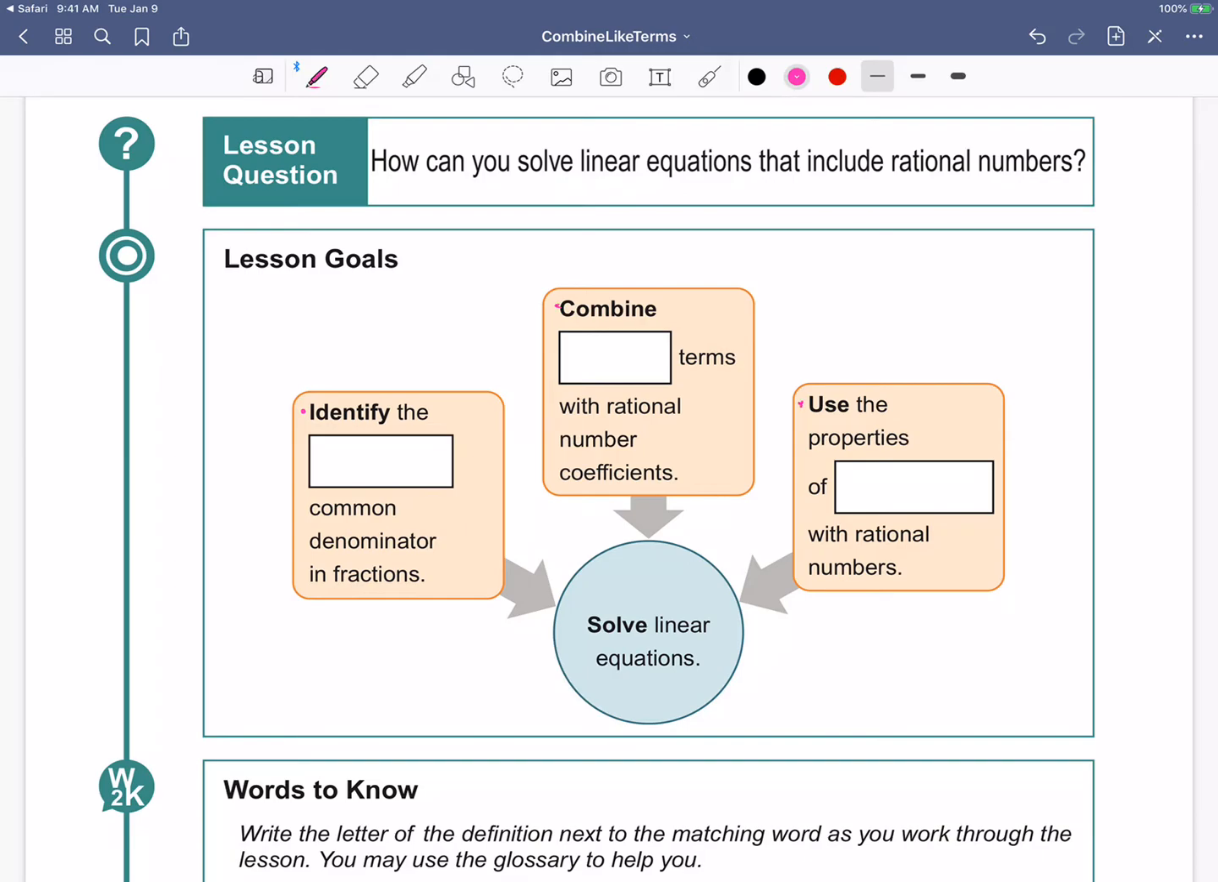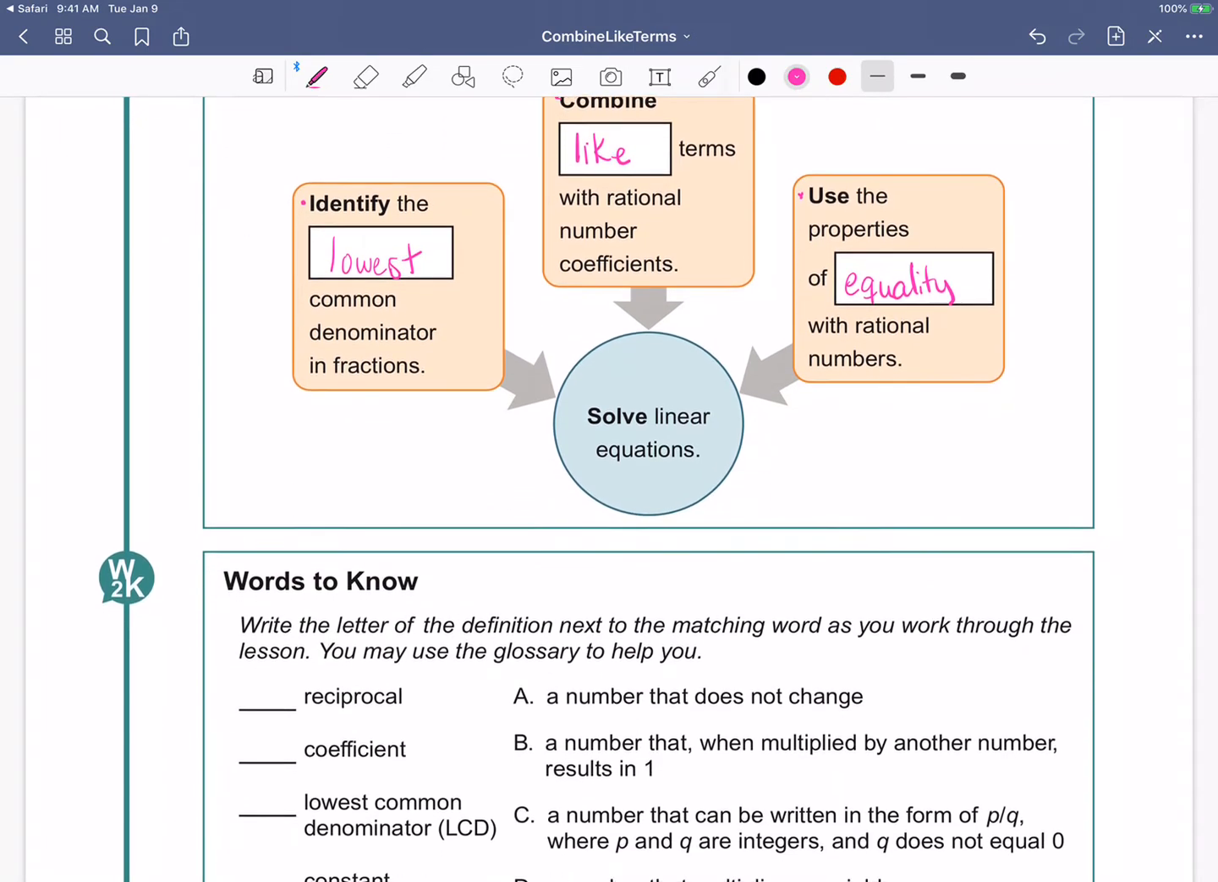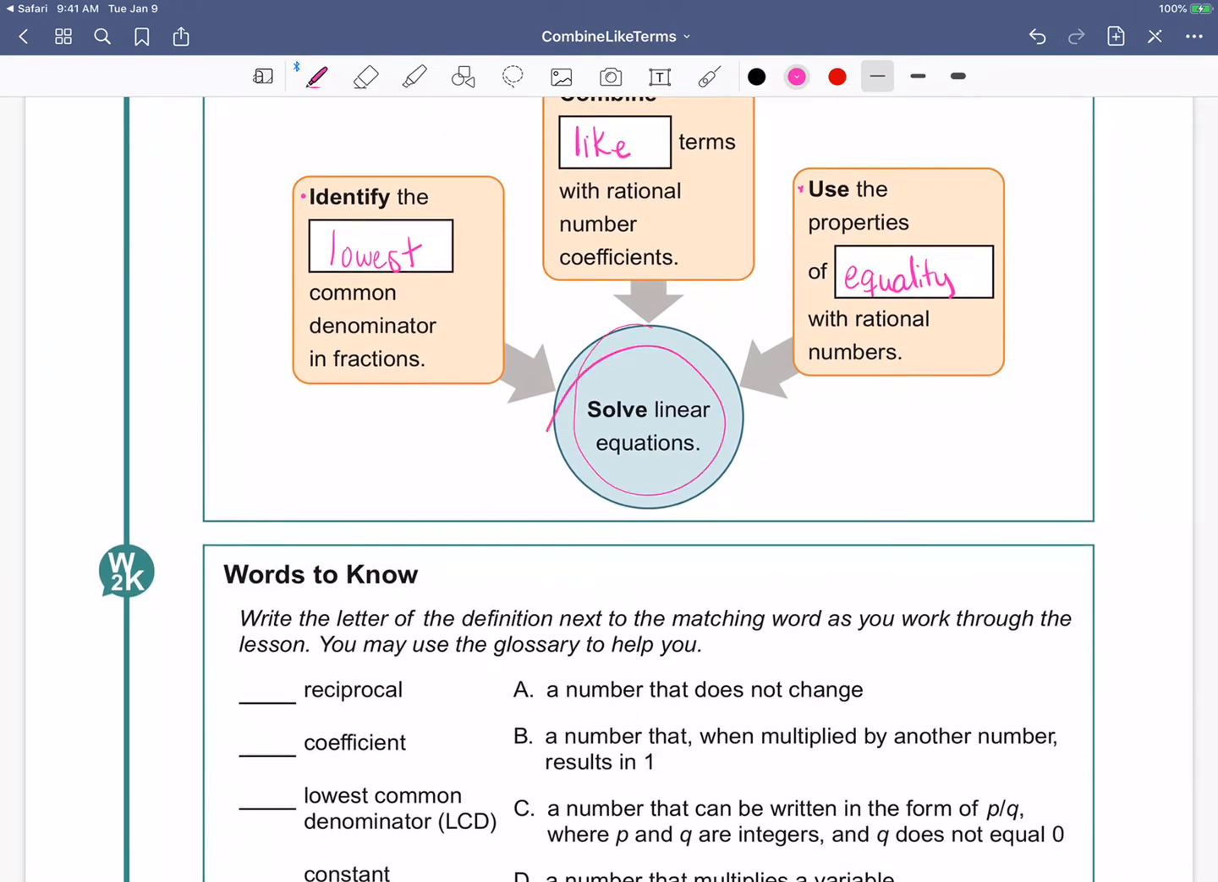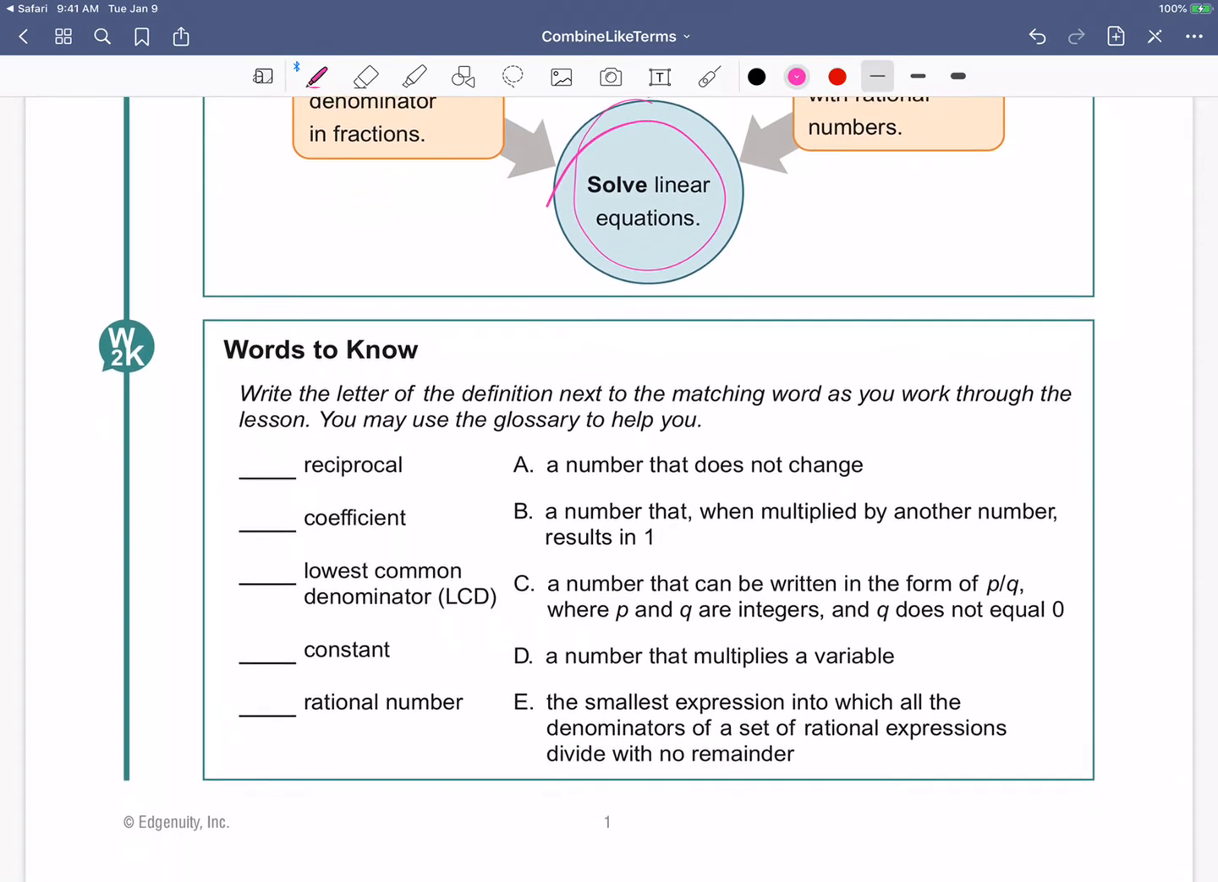The first one is identify the lowest common denominator in fractions. Combine our like terms with rational number coefficients and use the properties of equality with rational numbers. So these three things are all things we've done before, right? Now we're just putting it all together to solve our linear equations.